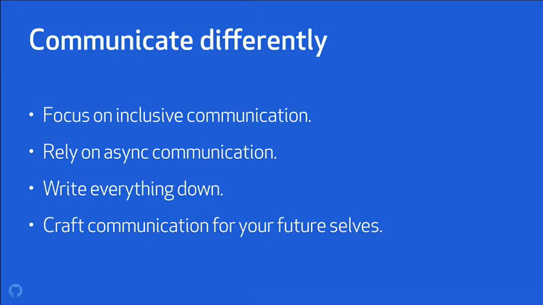So I propose to you that you communicate differently if you're managing your organization on GitHub. You focus on inclusive communication. So rather than forcing people to be there at that example that I just mentioned of a face-to-face meeting, be inclusive. Realize that some people may not be able to come to a face-to-face meeting, and so what do you do for them? Maybe you jot some notes down in an issue. That's an example of something you can do.